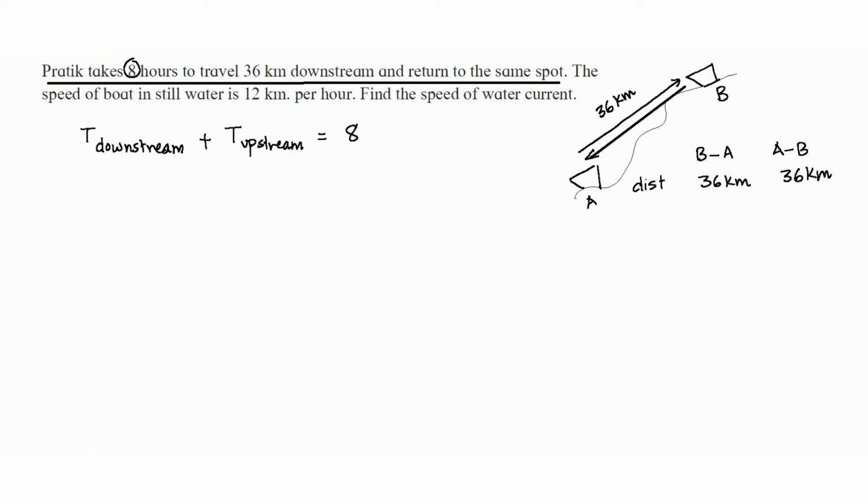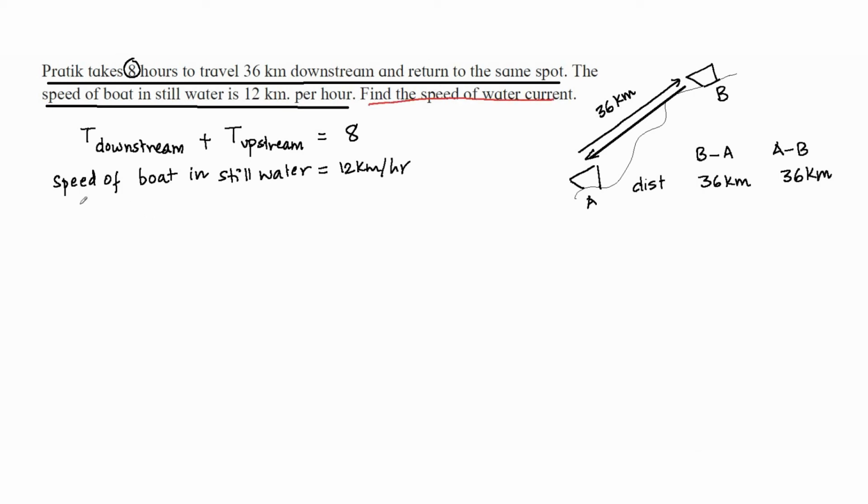Now they have given the speed of the boat in still water is 12 kilometers per hour. We have to find the speed of the water current, right? So let us assume that the speed of the water current is x kilometers per hour.